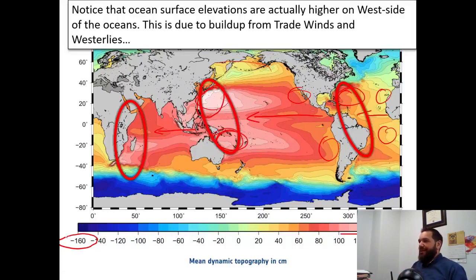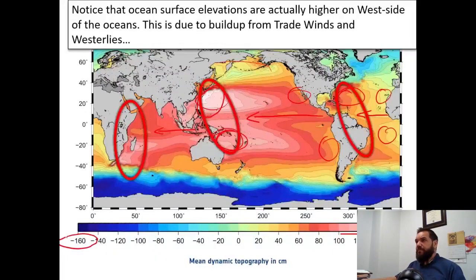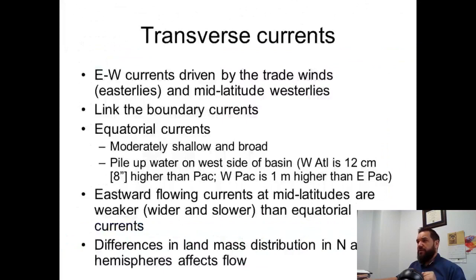You have the trade winds blowing this direction. It's very strong winds, and you get this buildup of water on the western side. Well, that creates what's called a geostrophic effect, okay? So the ocean surface elevations are higher on the west side of the oceans. It's due to the buildup from the trade winds and the westerlies, okay? So transverse currents, these are east to west or west to east currents driven by the trade winds or the westerlies, depends. The ones near the equator are driven by the trade winds, the ones at higher latitude driven by the westerlies.